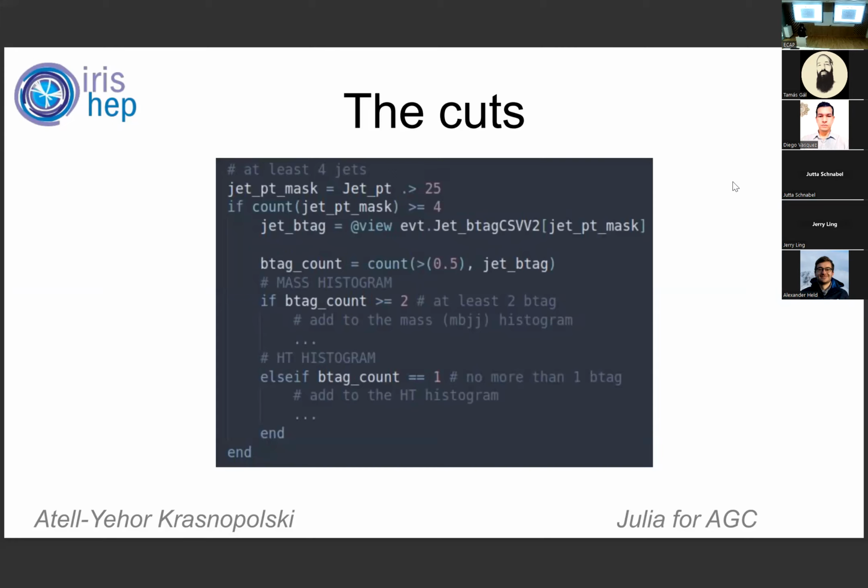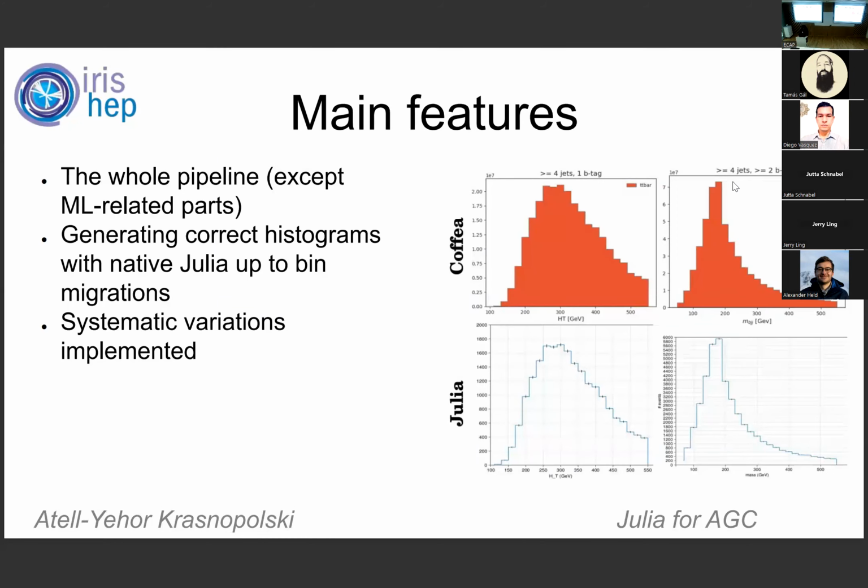The mass is computed with some combinatorics, which are implemented extremely differently from the reference implementation, I need to say. And otherwise, it's added to the HT histogram, which is the easier thing to do. Our main features, as I've already mentioned, include the entire pipeline without the ML-related parts.